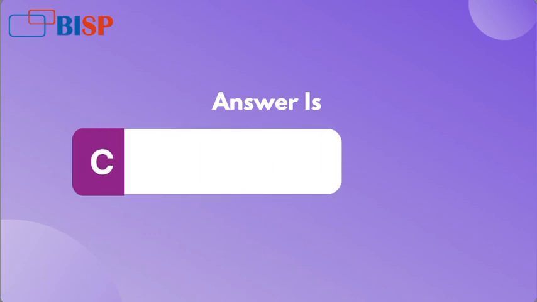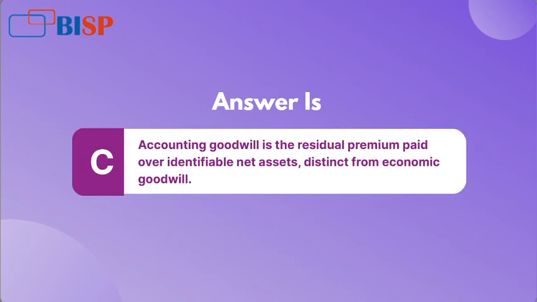Answer is C. Accounting goodwill is the residual premium paid over identifiable net assets, distinct from economic goodwill.